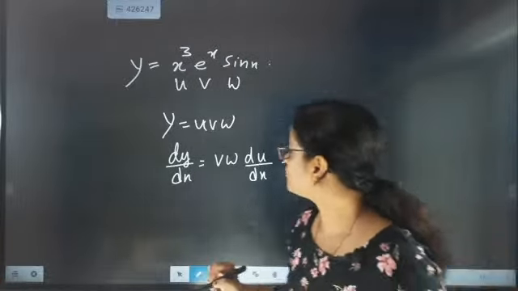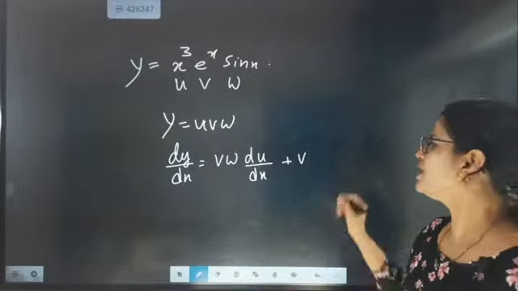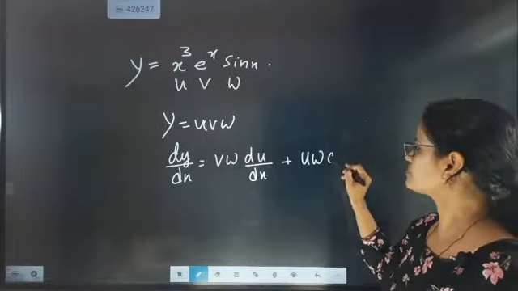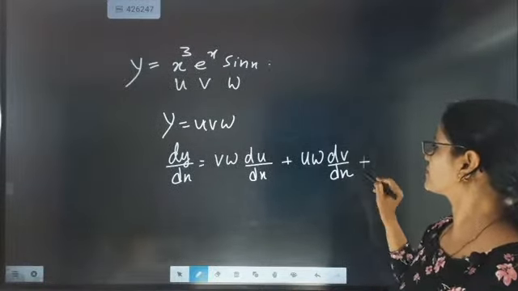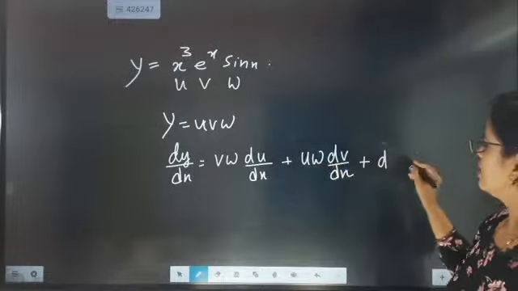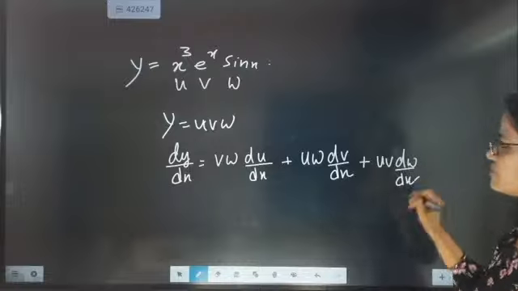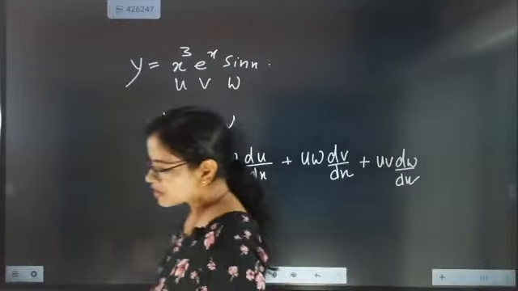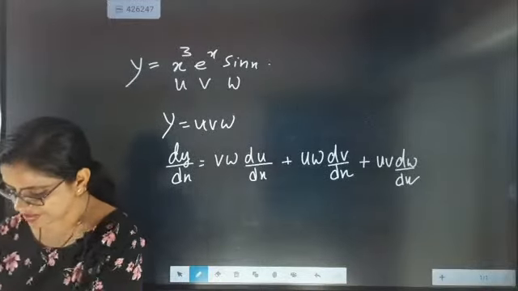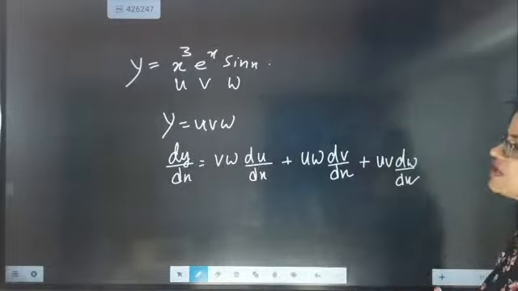Now, when you are differentiating v, then ultimately u and w will be left. And when you are differentiating w, u and v will be left. Can't we do like this, beta? Three are there, so one time only one will be differentiated and the other two will be left. So just a simple way, shall we go like this?